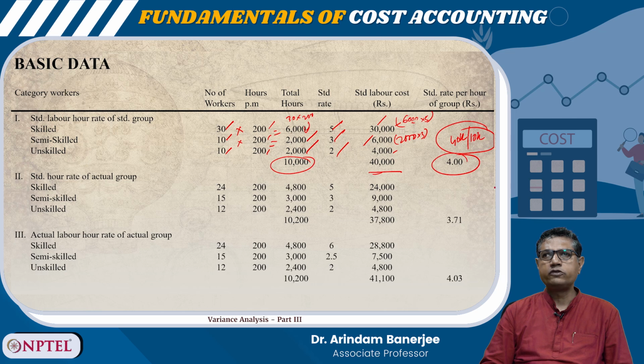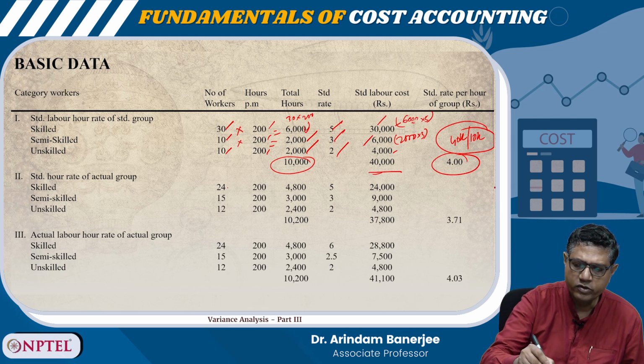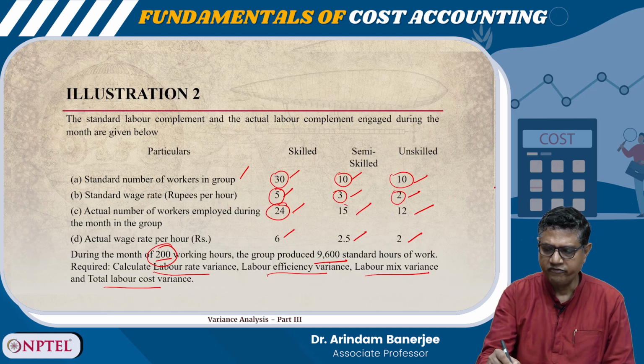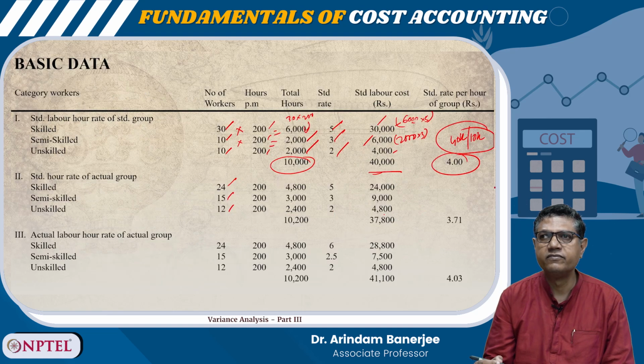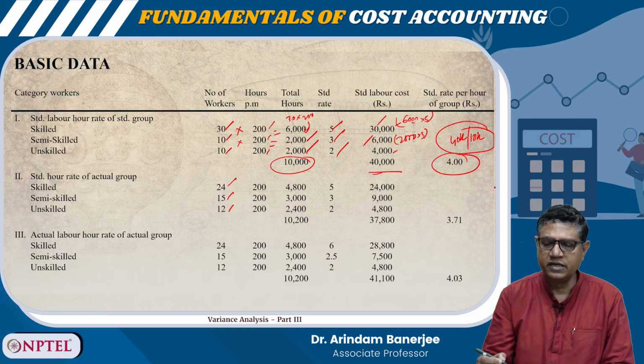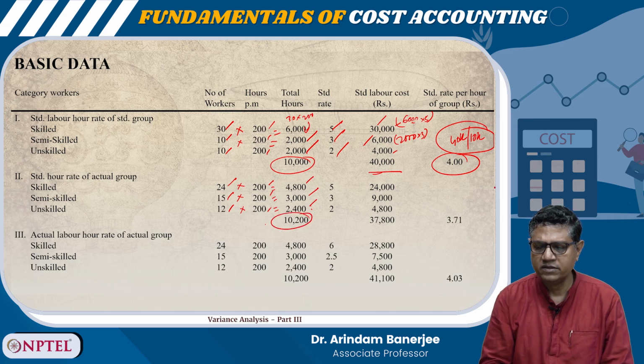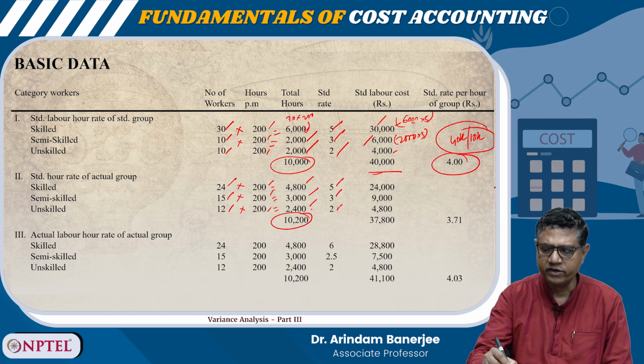Standard hour rate for the actual group: it is 24, 15 and 12, as given here. And hours per month is 200 each. So 24 into 200 is equal to 4,800. 15 into 200 is equal to 3,000. Similarly, 12 into 200 is equal to 2,400. If you add, you will get 10,200. Fine. The standard rate is the same, 5, 3 and 2.